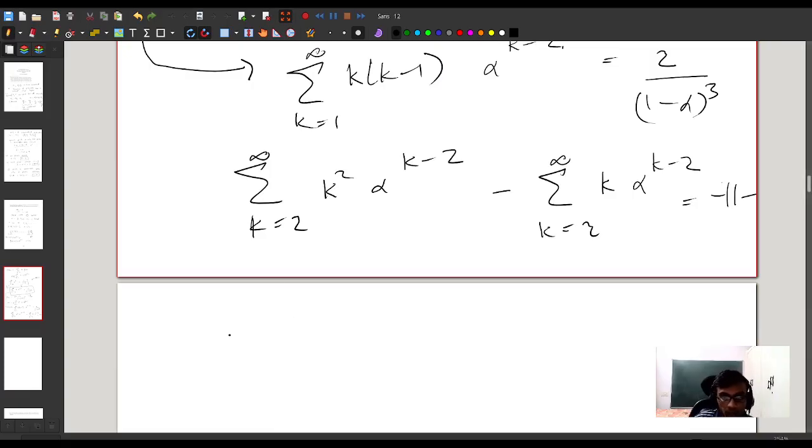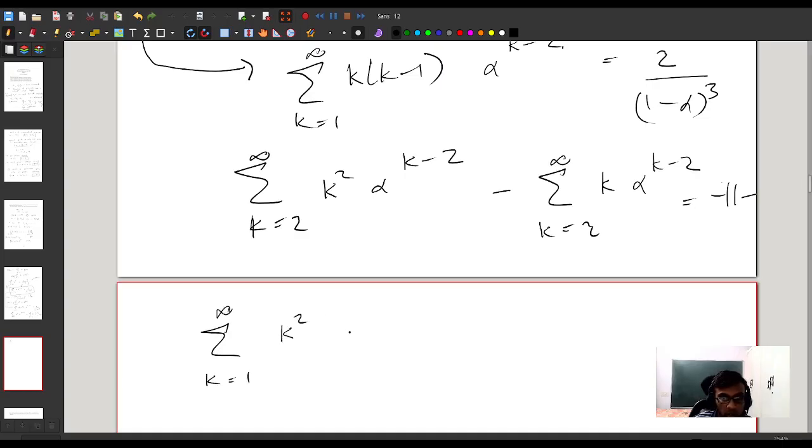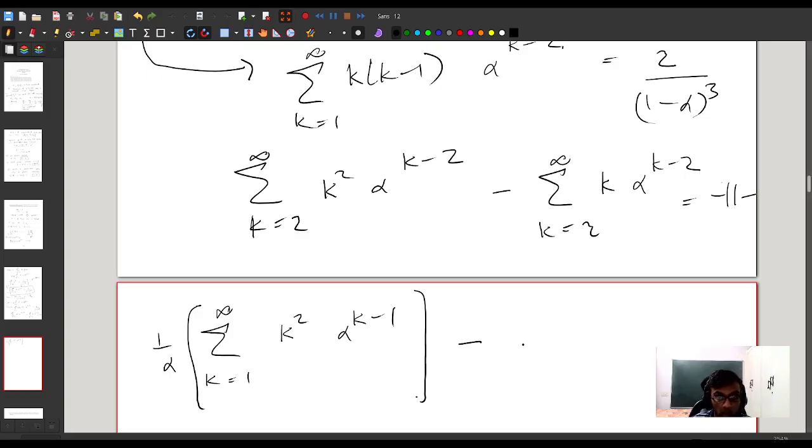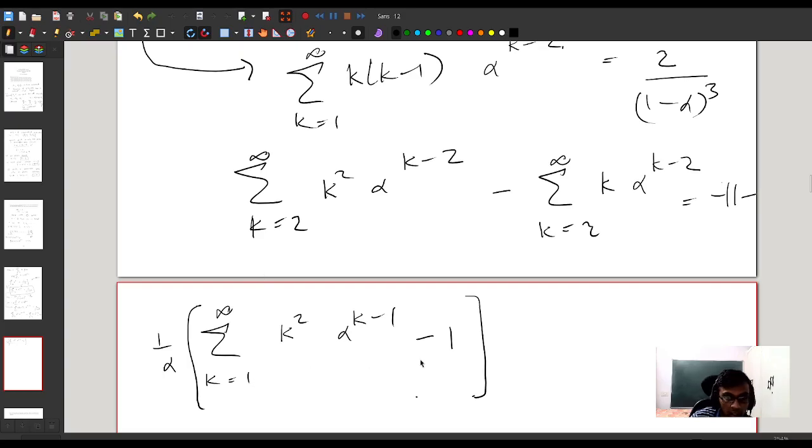This is going to be the sum over k equal to 1 to infinity of k square times alpha to the k minus 1, divided by alpha. This is what we want, minus the k equal to 1 term, which is 1 over alpha. The first term can be rewritten like this, just by adding and subtracting the k equal to 1 term.